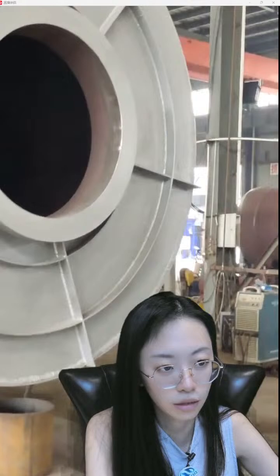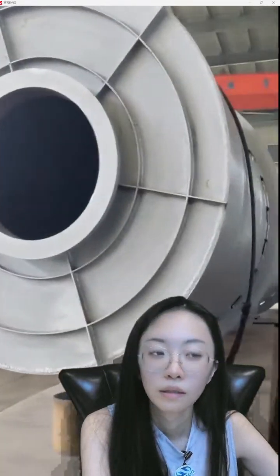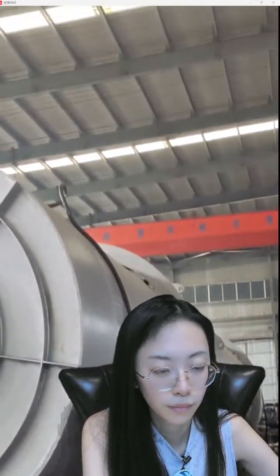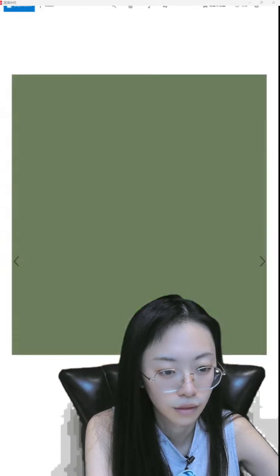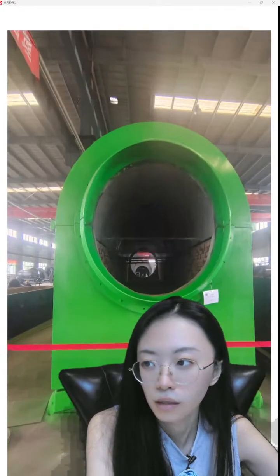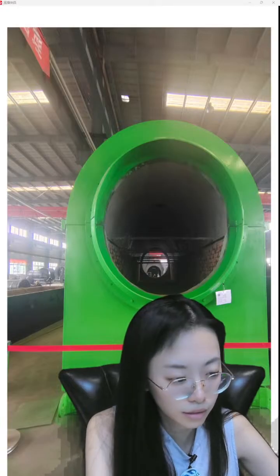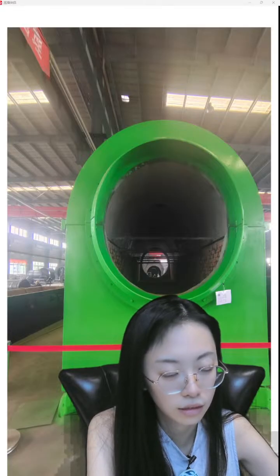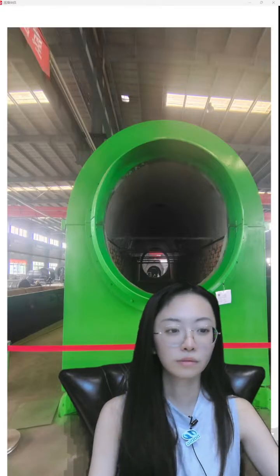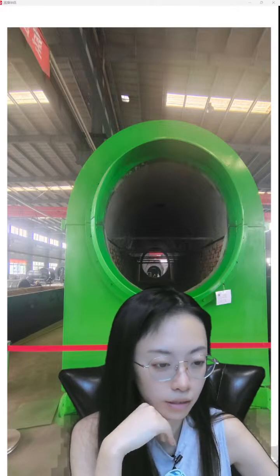This is what the drying machine looks like. A belt conveyor. Here is the insulation cover of the machine. This machine was delivered to our customer yesterday. It is now going to Taiwan province.